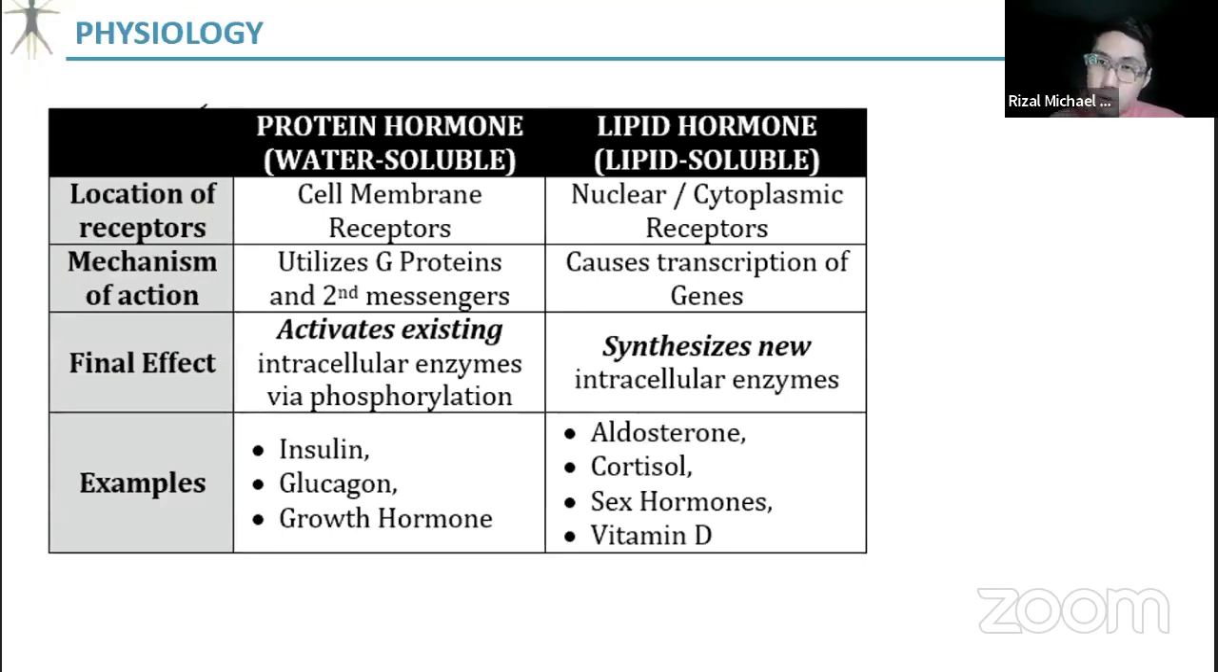So, there. Protein hormone activates existing substances, and then lipid hormones synthesizes new. Yung lipid hormones mo, as we mentioned earlier, they can traverse all throughout the cell membrane. Thus, they can reach the cytoplasm and nucleus. And since nasa nucleus na siya, so, depend pa ba siya sa mga existing? Hindi na, no? Gagawa lang siya ng sarili ng bagong enzymes.